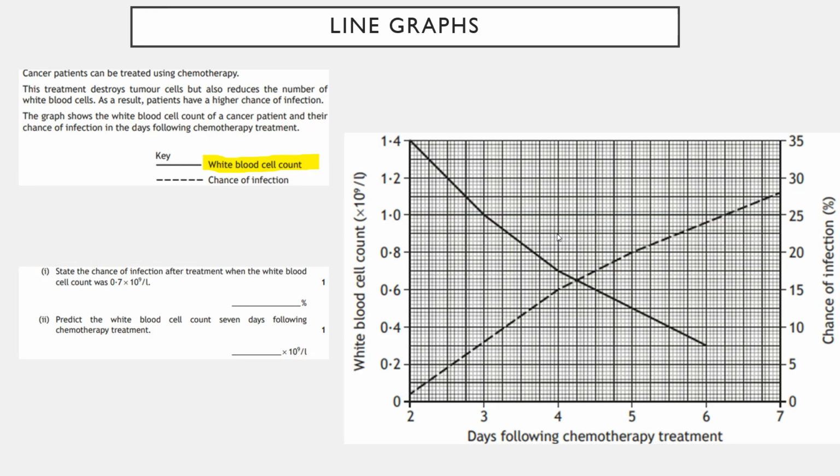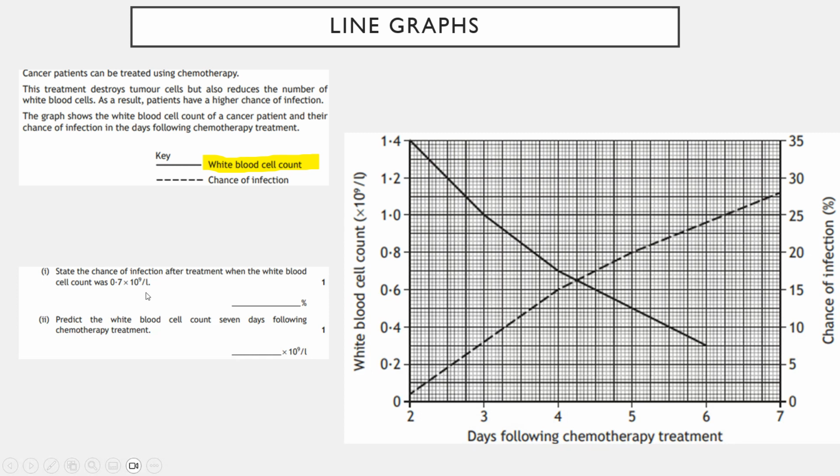Graph work is going to be important as well, so let's make sure we can work with these line graphs. We've got information from the question that the graph shows a patient's white blood cell count and the chance of infection following chemotherapy. So again, start by familiarising yourself with the key. The solid line is the white blood cell count and the dotted line is your chance of infection.